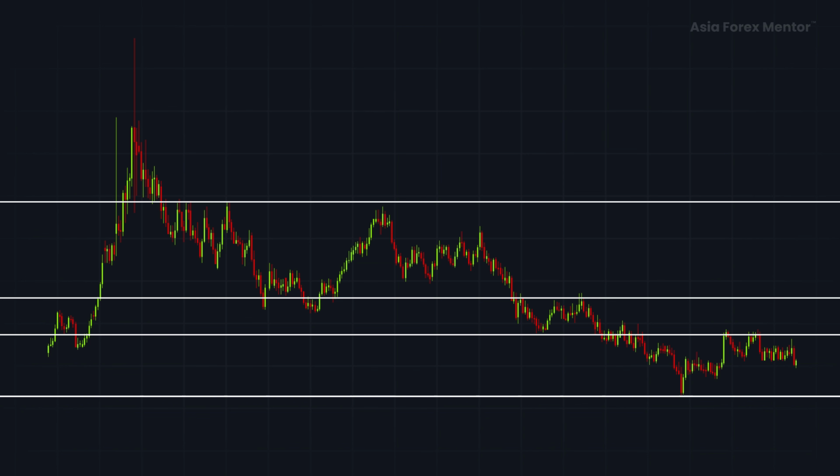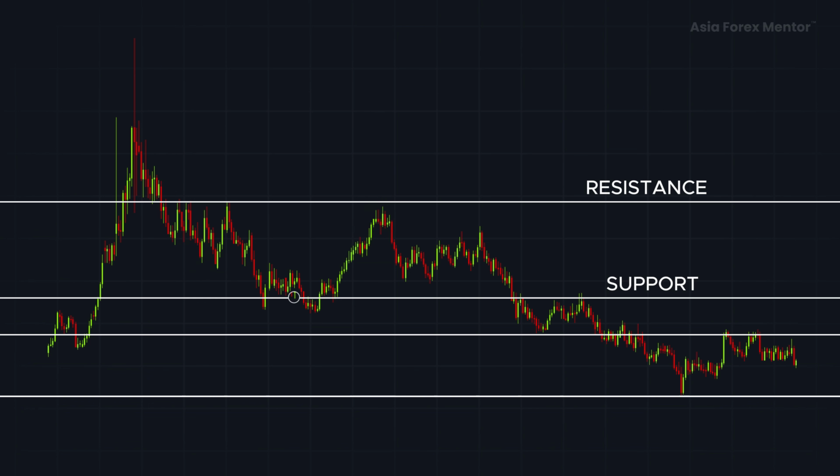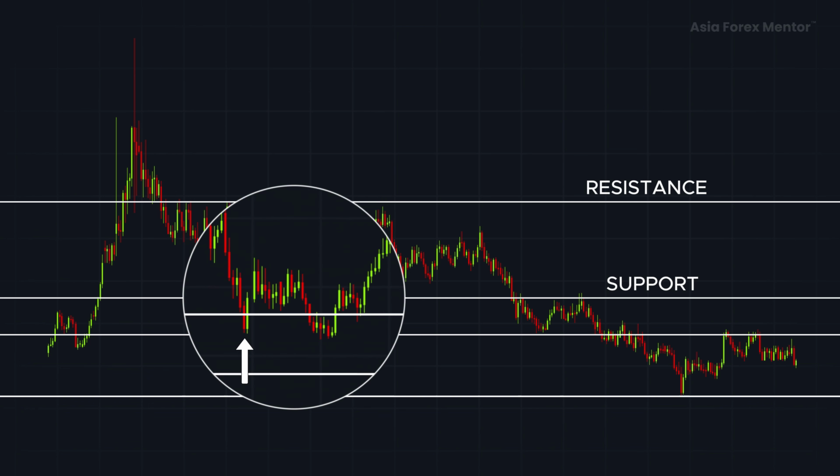We have an area of resistance. The price has tested it multiple times. Once, twice, thrice, the fourth time, the fifth time. So here we are looking at an area of support. The price has tested it once, twice, and then it dropped down, right? We can consider this as the third test, and then it moves upwards.